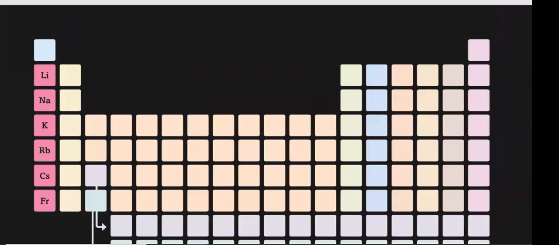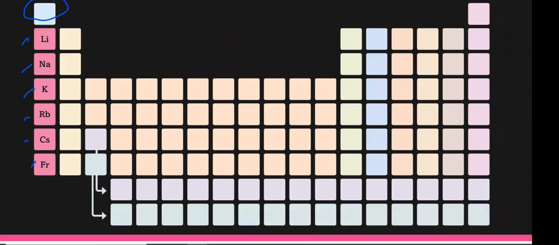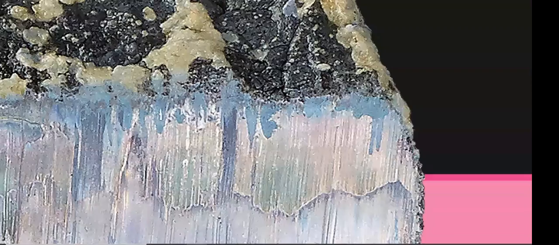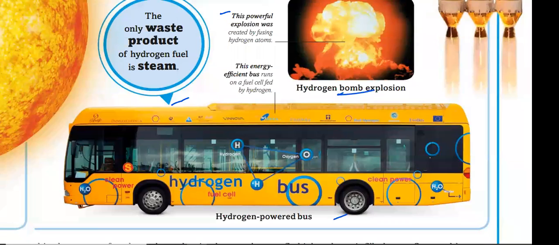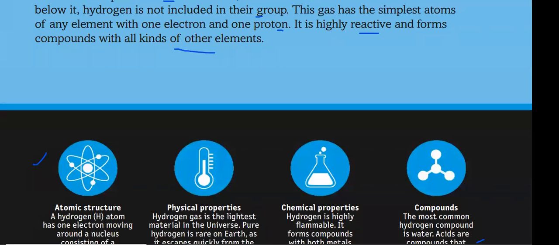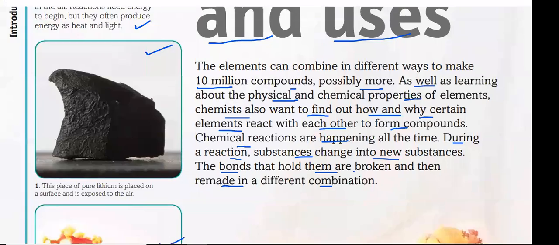So after hydrogen, we have lithium, sodium, potassium, rubidium, cesium, and francium. Regarding the alkali metals, we will see in the next session. Okay, what we have observed till now, I will recap in one minute. We started this session with an introduction of the periodic table. We have introduced the periodic table.